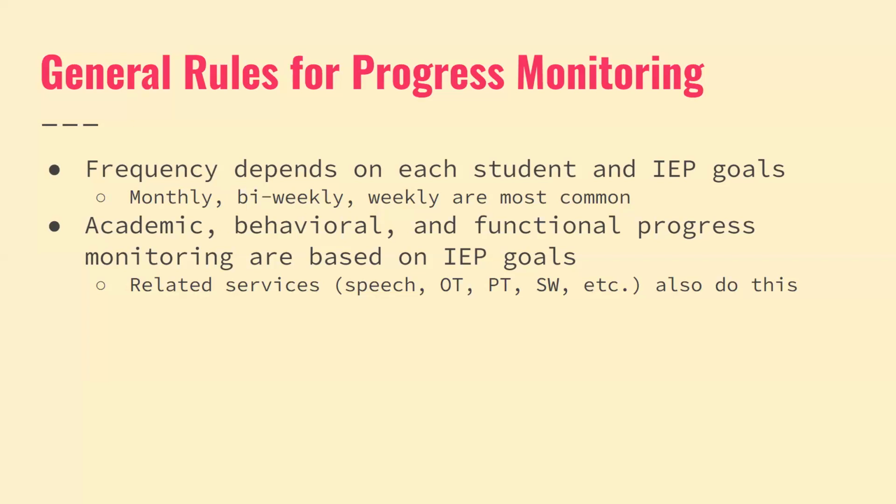Another general rule is that there is lots of data to be collected and evaluated through progress monitoring. Many students with IEPs may receive progress monitoring in more than one area if they have academic, behavioral, and functional IEP goals. Students who receive related services such as speech therapy, occupational therapy, physical therapy, social work services, etc., will also receive progress monitoring in those settings as well. Depending on your role as a paraprofessional, you may be part of that data collection process as well.